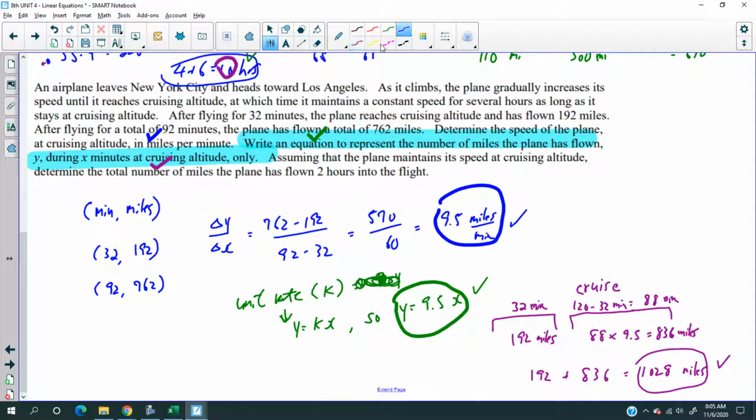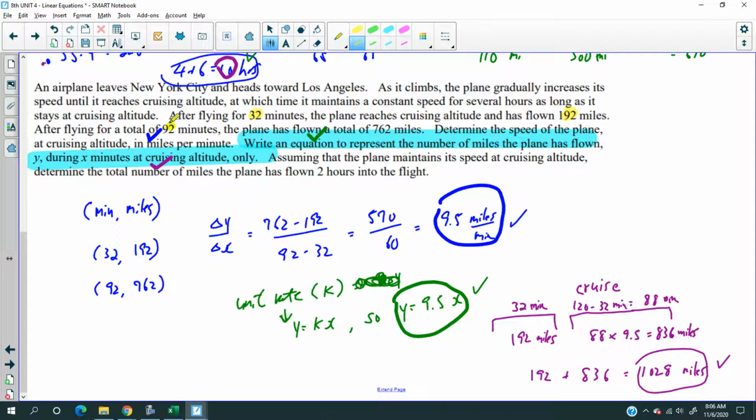Now, first, what I did was this, right? After 32 minutes, let me use a highlighter. All right, I'll stick with yellow. It says after 32 minutes, it went 192. So the moment I saw that and knew that we were doing slope, I just wrote them as coordinates, okay? I'm not even hiding it. So we're just gonna do slope, all right?